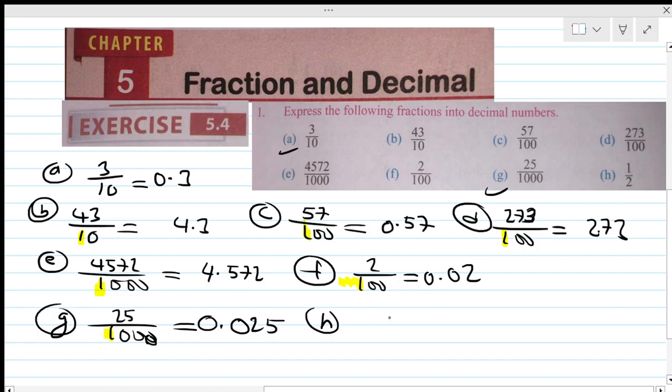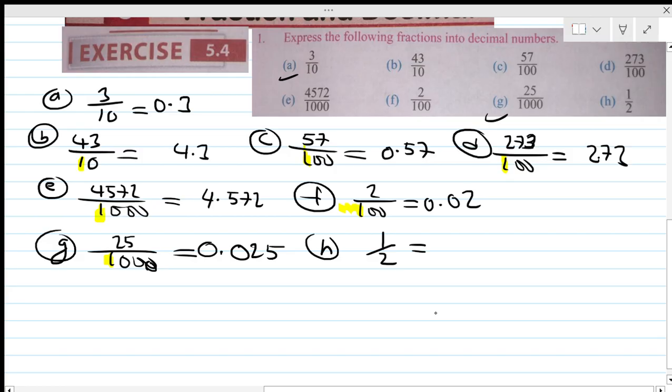And now number H, 1 by 2. By the same method, we have to make the denominator possibly 10, 100, 1000, 10,000, 1 lakh, like that. We can make it in some certain condition, that is the denominator must contain only factors of 2 and 5, or multiples of 2 and 5. So the thing is, the denominator must contain multiples or some powers of 2 and 5.